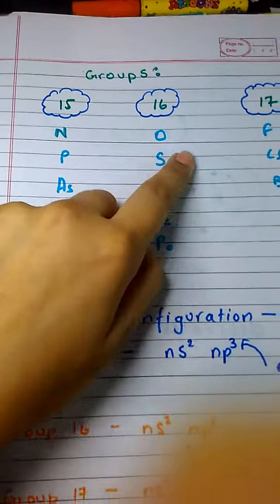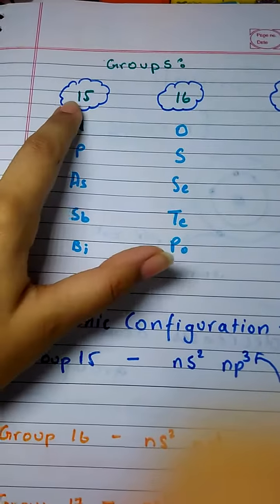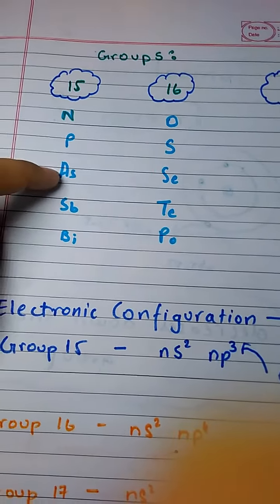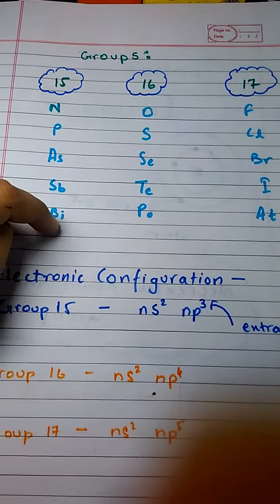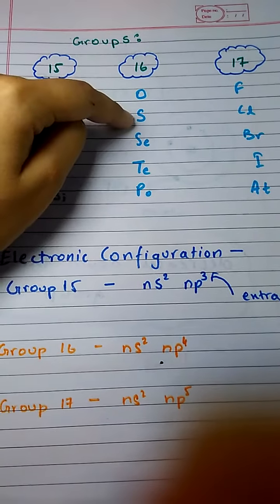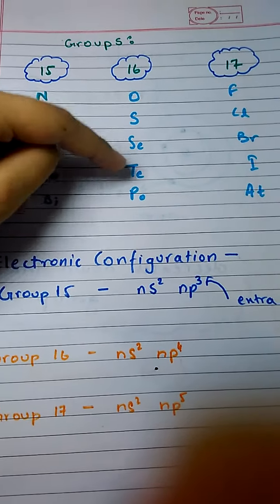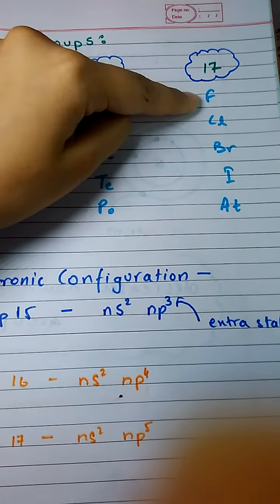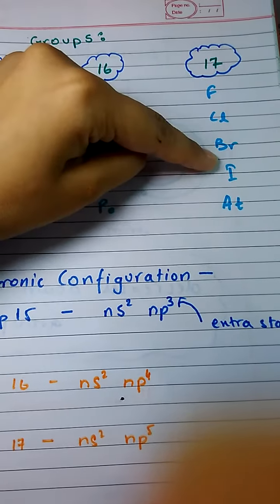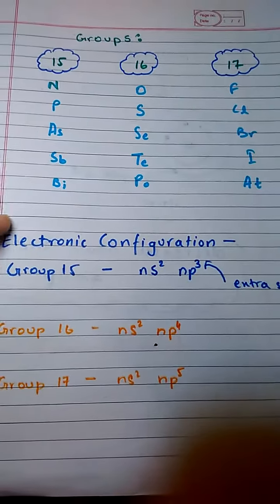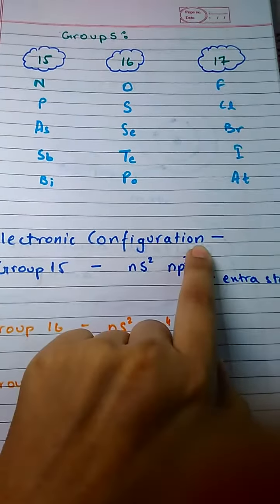So we go to the groups. We'll see first the elements. Group 15 consists of nitrogen, phosphorus, arsenic, antimony, and bismuth. Group 16 consists of oxygen, sulfur, selenium, tellurium, polonium. Group 17 consists of fluorine, chlorine, bromine, iodine, and astatine. First, we'll talk about electronic configuration.